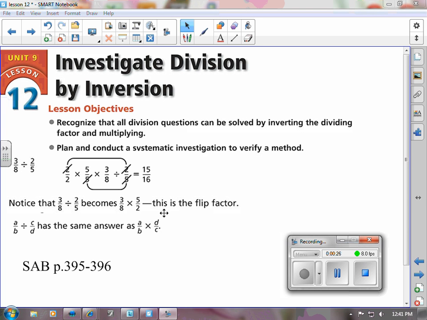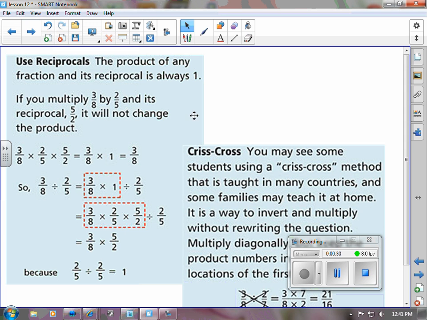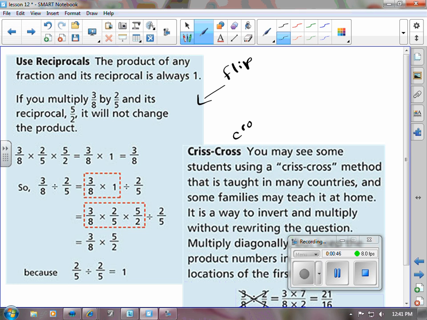So pause the video if you need to read that again or don't understand the flip it method. Changing to reciprocals is what that's called, the flip it method. So anytime you hear me call it flip it, or Mrs. Cummins, I know she refers to it as flipping it, we're using reciprocals. Crisscross is cross multiply is what you'll hear me call it.